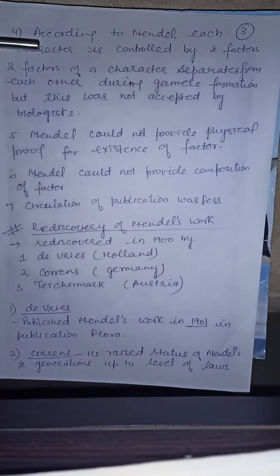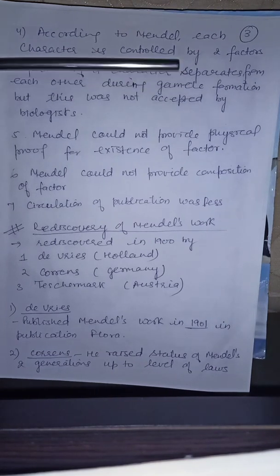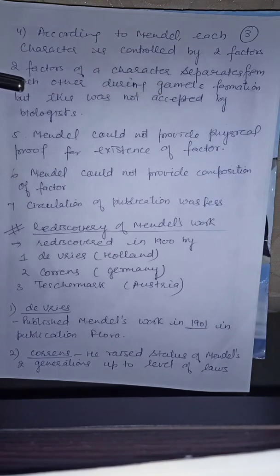According to Mendel, each character is controlled by two factors. Nowadays we call them genes. So each character is controlled by two genes. Two factors of a character separate from each other during gamete formation. But this was not accepted by the biologists, that two factors separate from each other at the time of gamete formation.